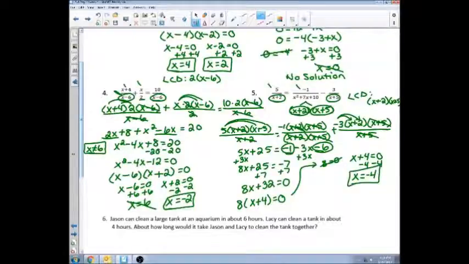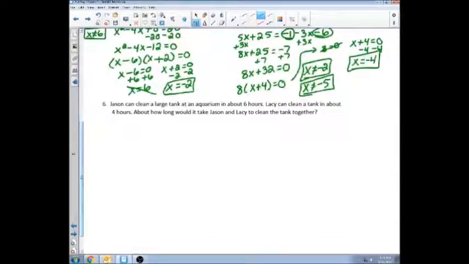I need to double check my answer based off of my restrictions. Well, my one restriction comes from x plus 2, which means that x cannot equal negative 2. My other restriction comes from x plus 5, which means that x cannot equal negative 5, which tells me that my x equaling negative 4 is good. Okay? On to our story problem.